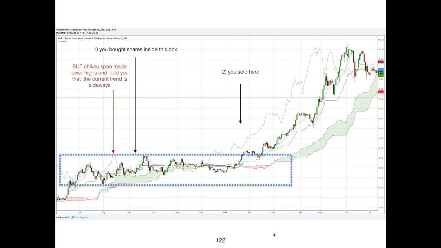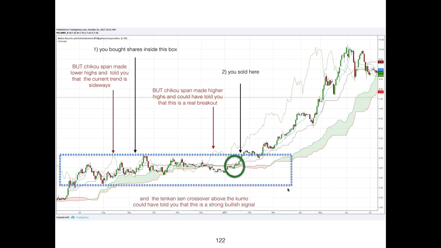You sold here, but the Chikou Span already made higher highs, and it could have told you that this is a real breakout because it went above the previous high of the previous Chikou Span. To add to that, there's a Tenkan-sen crossover and it happened above the Kumo. So it could have told you that this is a strong bullish signal.